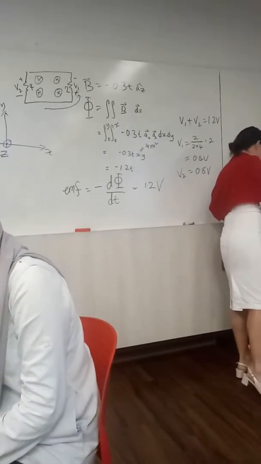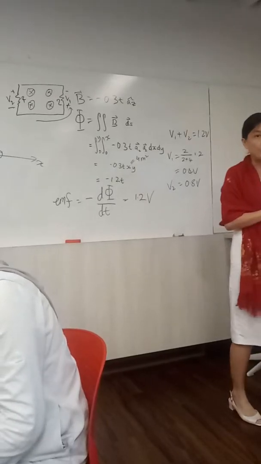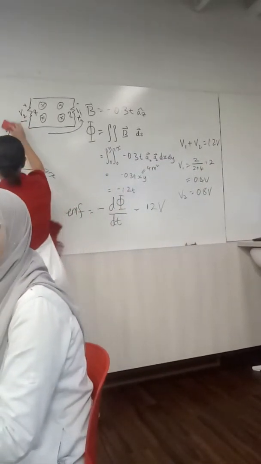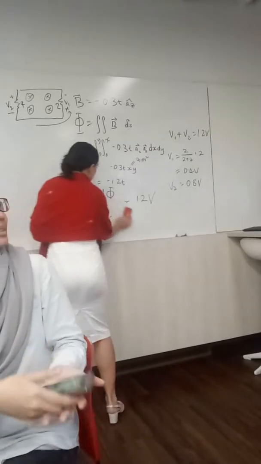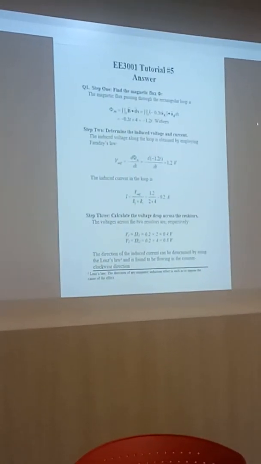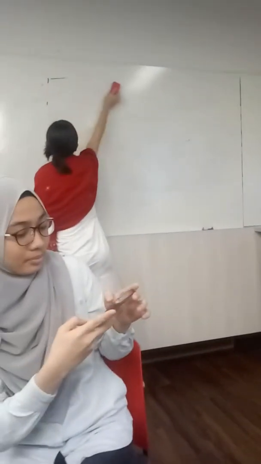But the EMF is negative, which one do you put? The 1.2 is because when you differentiate there is a negative sign. But you differentiate and it is already negative, so what is negative?